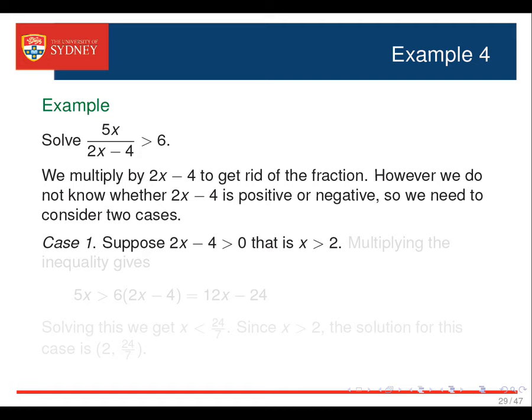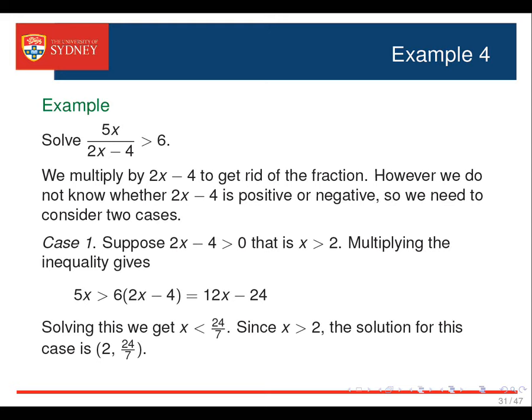The first case we consider is that 2x minus 4 is positive. If we simplify this, it is the same as saying x is greater than 2. We can then multiply both sides of the inequality with 2x minus 4. Since we assume this is positive, the inequality is preserved. Now, expanding and simplifying, we get x is less than 24 over 7, which is about 3.4. Since we assumed x is greater than 2, the solution for this case is between 2 and 24 over 7.